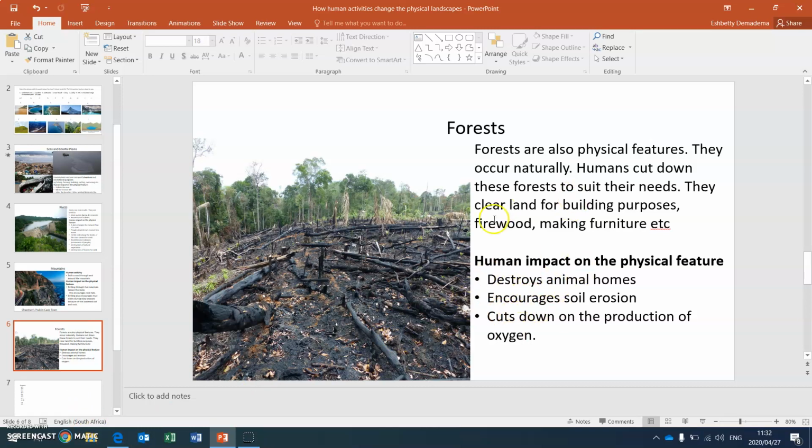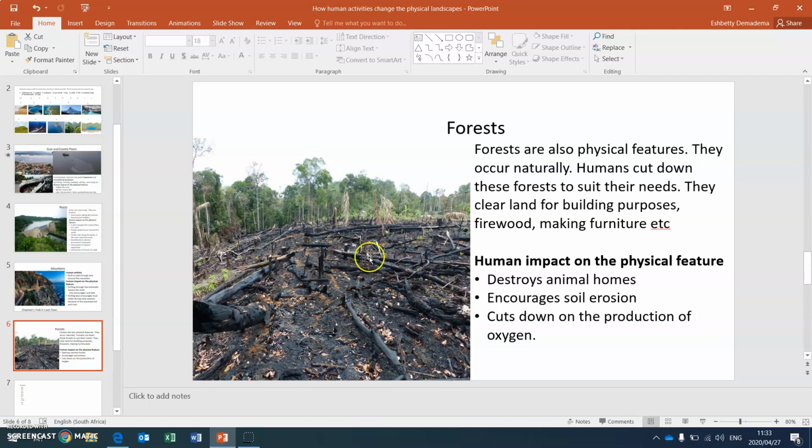So how do these activities impact on the physical feature? So we actually destroy animal homes. We encourage soil erosion because there's nothing binding the soil together, especially in the rural areas where we cut down trees for firewood. We never replace these trees. So what happens is we end up with areas that are just bare like that, areas that don't have any vegetation to bind the soil together, and then soil erosion starts from there.